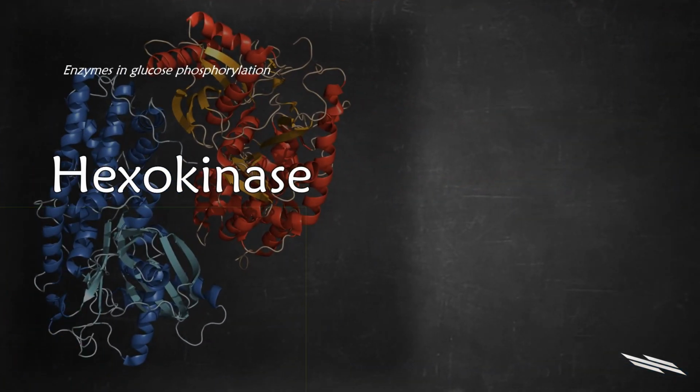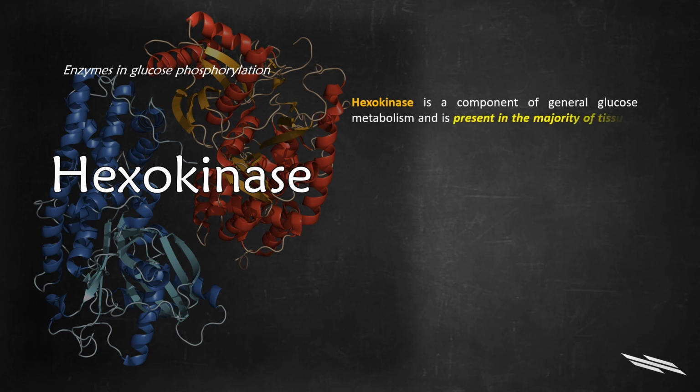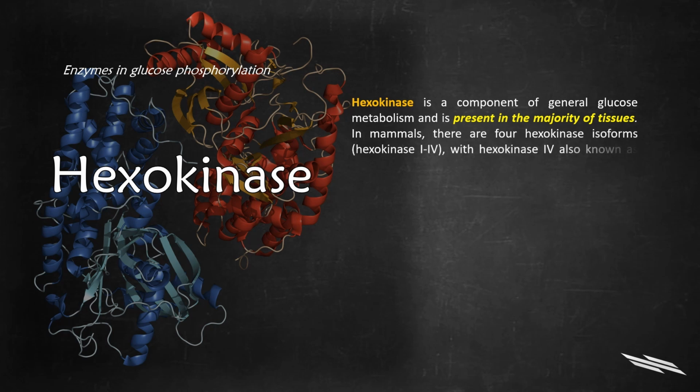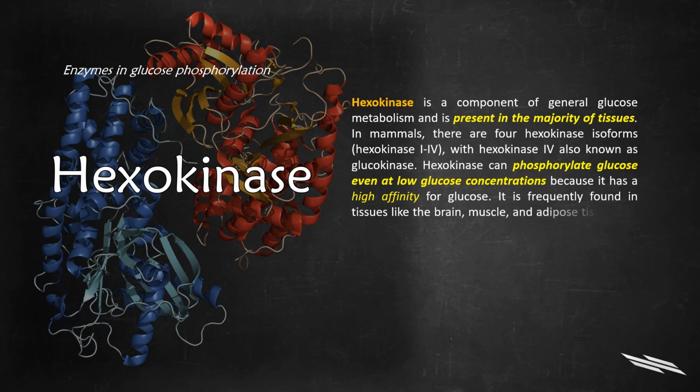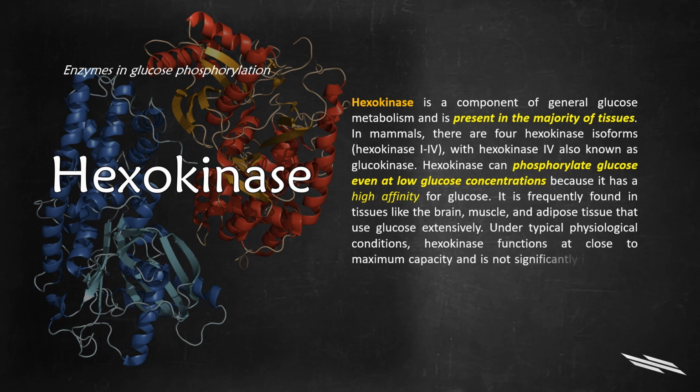Hexokinase is a component of general glucose metabolism and is present in the majority of tissues. In mammals, there are 4 hexokinase isoforms, with hexokinase 4 also known as glucokinase. Hexokinase can phosphorylate glucose even at low glucose concentrations because it has a high affinity for glucose. It is frequently found in tissues like the brain, muscle, and adipose tissue that use glucose extensively. Under typical physiological conditions, hexokinase functions at close to maximum capacity and is not significantly influenced by hormonal or metabolic variables.